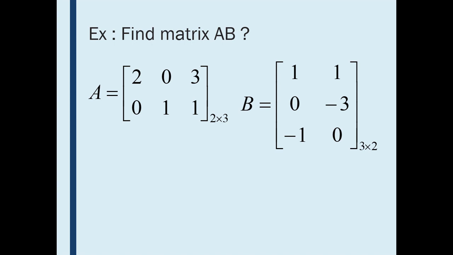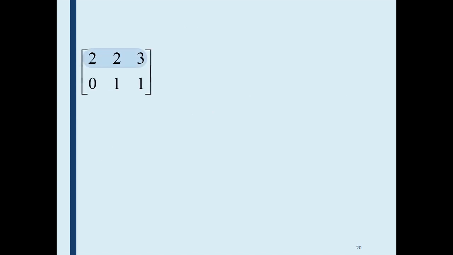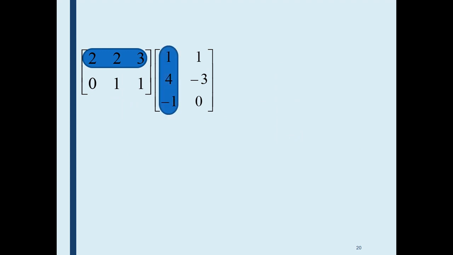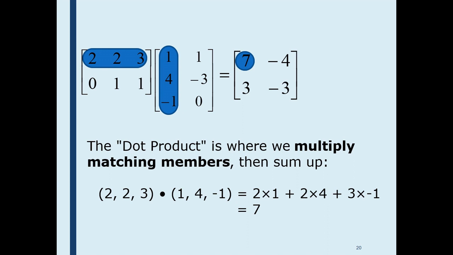In matrix multiplication, always multiply rows into columns. From matrix A, consider the first row, and from matrix B, consider the first column, and get the dot product between these two. The dot product is where we multiply matching numbers and then take the summation. Taking the dot product of the first row and first column gives 2 multiply 1 plus 2 multiply 4 plus 3 multiply minus 1, equal to 7.